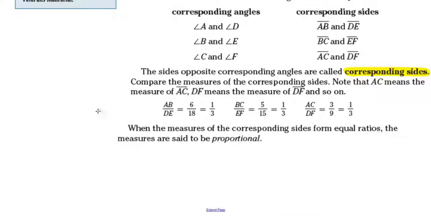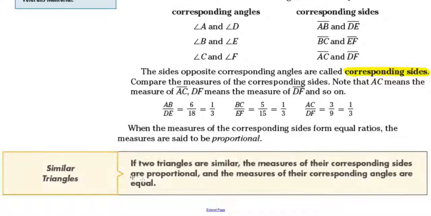So let's define similar triangles. If two triangles are similar, the measures of their corresponding sides are proportional, and they're not saying they're equal, they're saying they're proportional, and the measures of their corresponding angles are equal. So in similar triangles, the sides are proportional and the angles are equal. Take note of that.